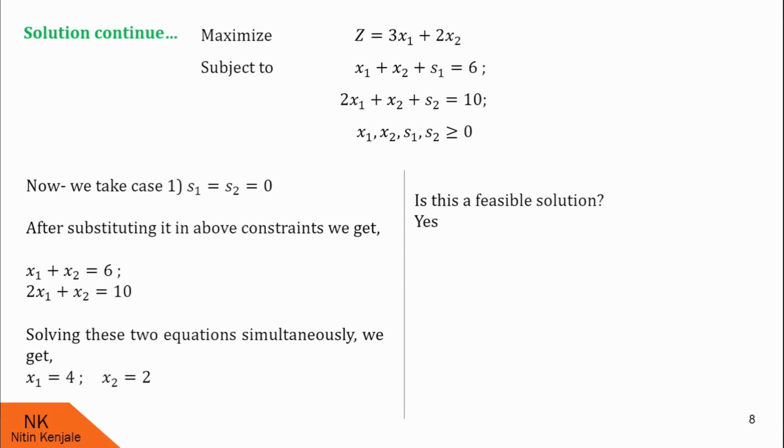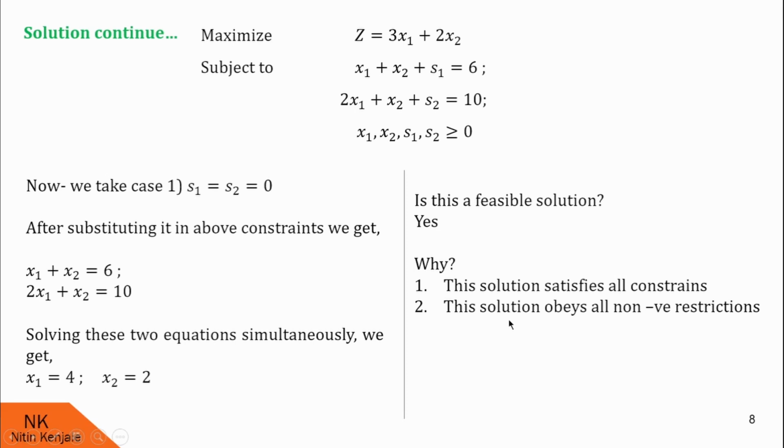Yes, it is feasible. And why? Because we see it satisfies all the constraints. There are 2 constraints involved. The solution is x1 is equal to 4, x2 is equal to 2, s1 is 0, s2 is 0. So it satisfies the constraints. And second thing, it satisfies all the non-negativity restrictions. Therefore, this solution is a feasible solution.